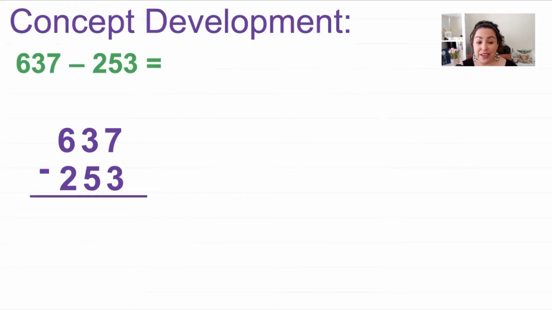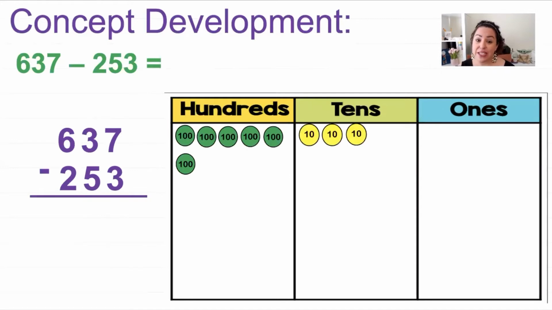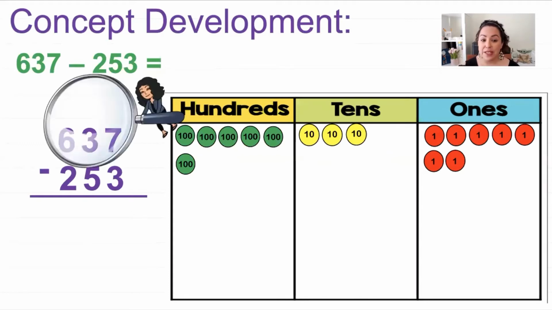All right, so let's go ahead and move on to our next problem. I have 637 take away 253 in vertical form. You can see my numbers are lined up nice and straight. And now I'm ready to represent that number on my place value mat. So I have 6 hundreds, 3 tens, and 7 ones. Now remember, I don't make 253 on my mat because I'm taking that away. So let's go ahead and get my magnifying glass and let's see what we're going to do.